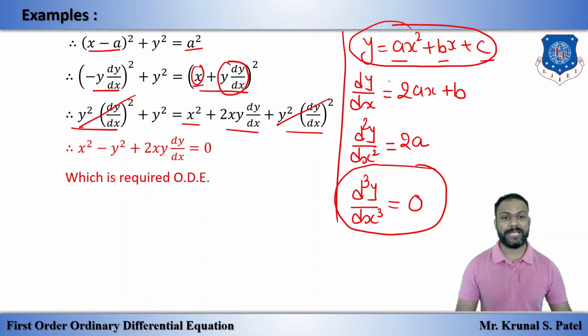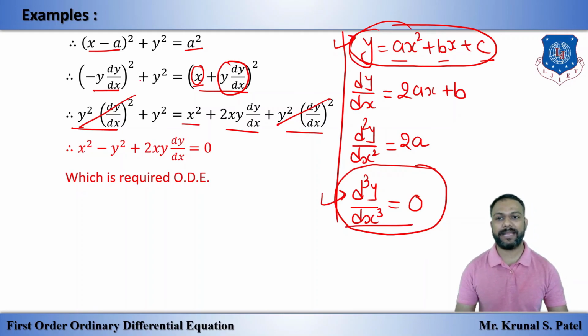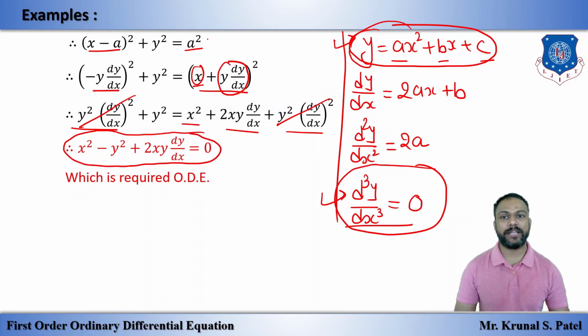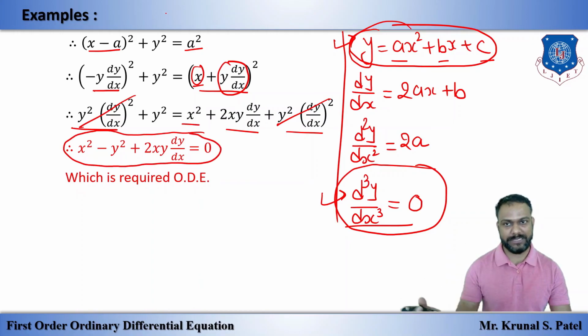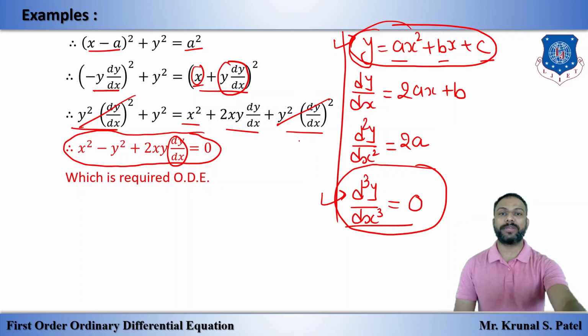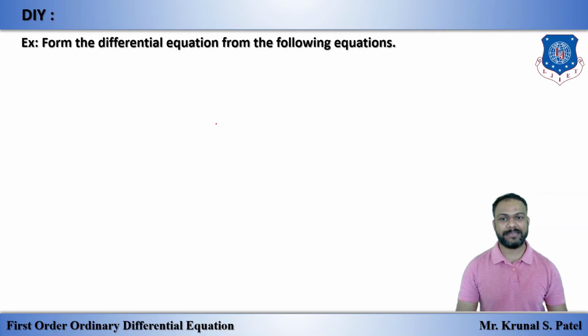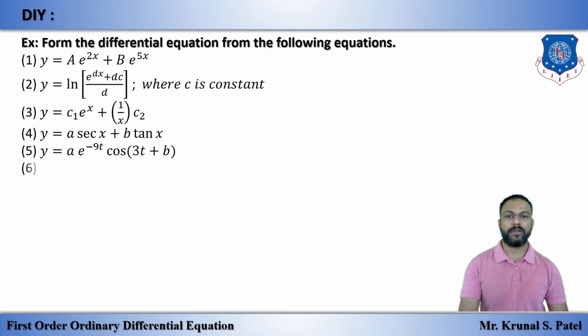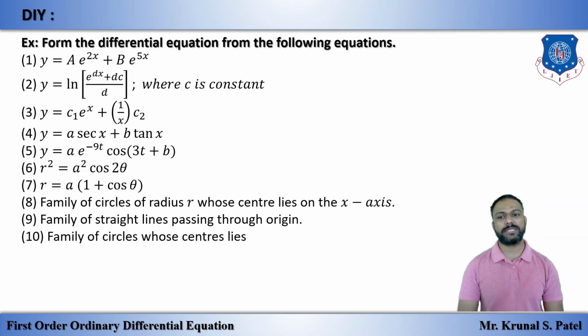If you want to check that this is the correct answer, you just have to differentiate twice and put it in this equation. Similarly, if you want to be sure that this is the correct answer, differentiate your original equation and put the value of dy by dx here, and then you will get the correct answer. So this is the basic concept of formation of ODE. These are some examples for formation of ODE that you have to just try.